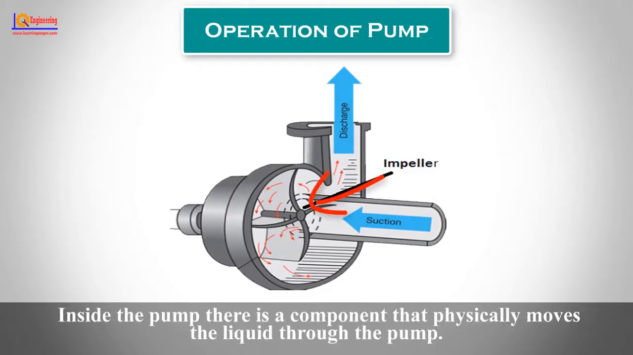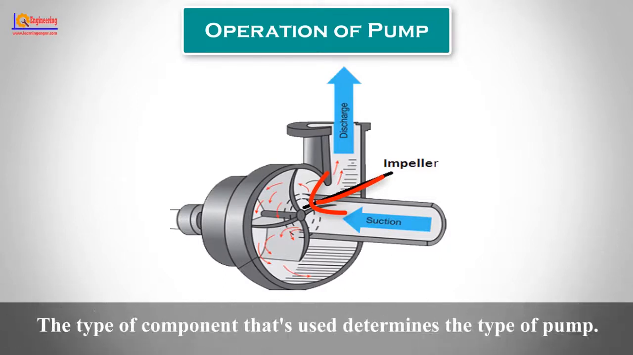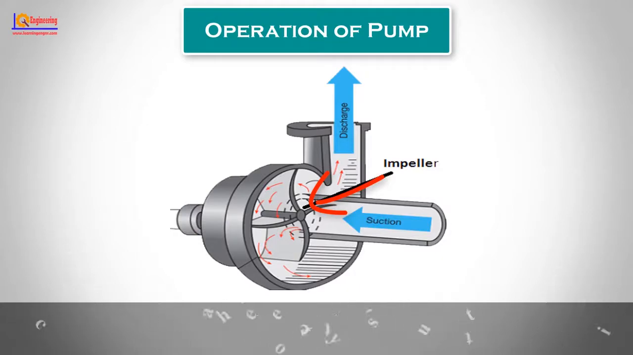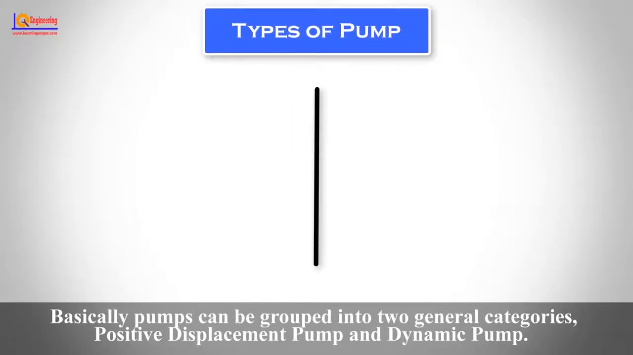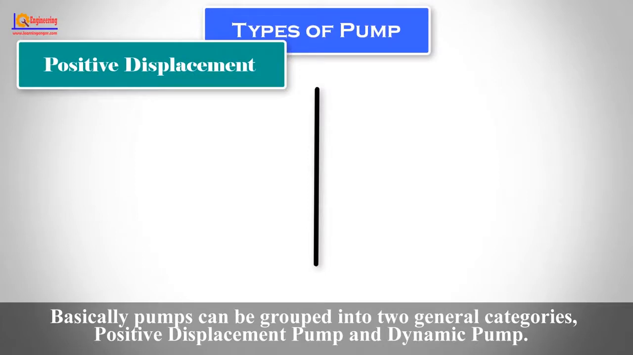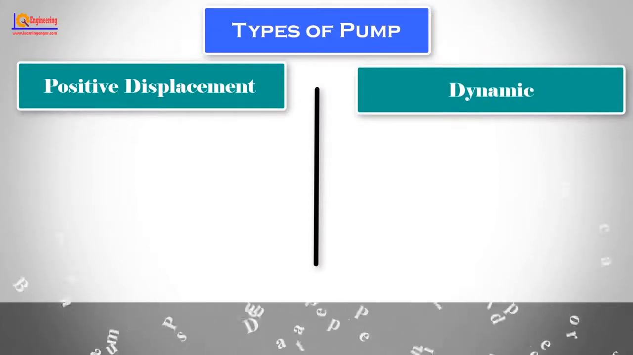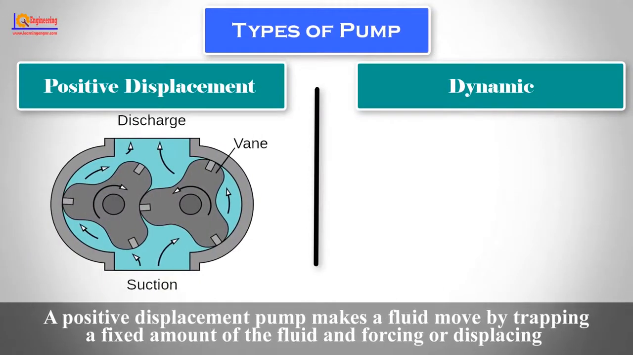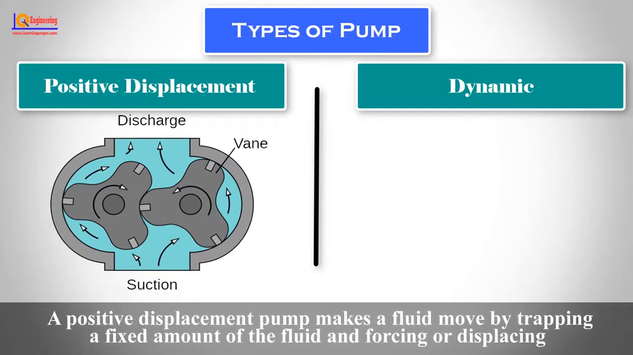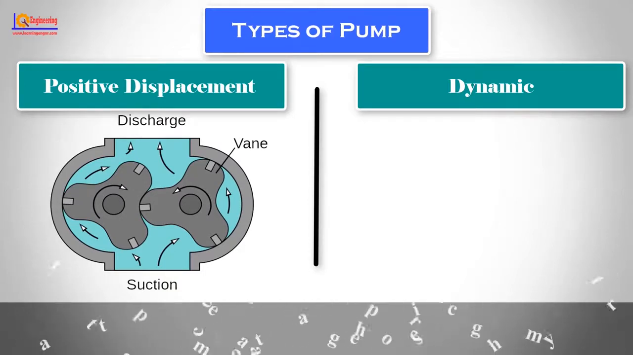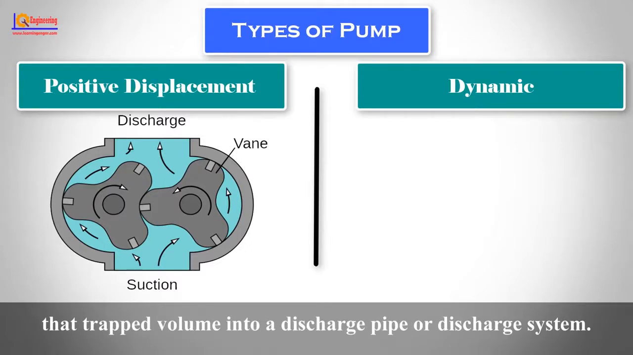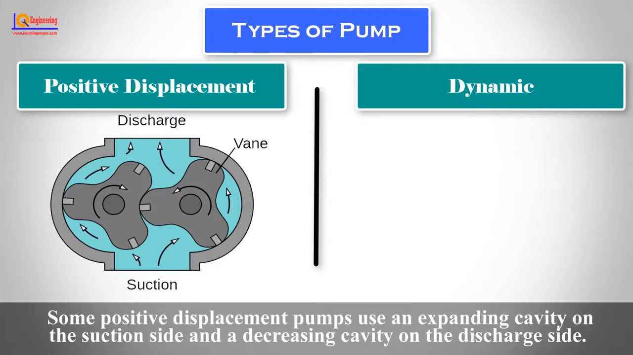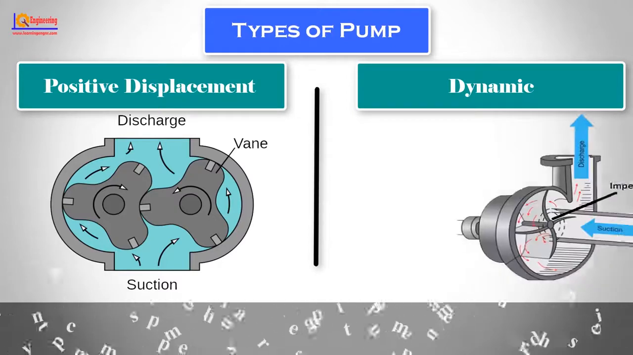Inside the pump, there is a component that physically moves the liquid through the pump. The type of component that's used determines the type of pump. Basically, pumps can be grouped into two general categories: positive displacement pump and dynamic pump. A positive displacement pump makes a fluid move by trapping a fixed amount of the fluid and forcing or displacing that trapped volume into a discharge pipe or discharge system. Some positive displacement pumps use an expanding cavity on the suction side and a decreasing cavity on the discharge side.